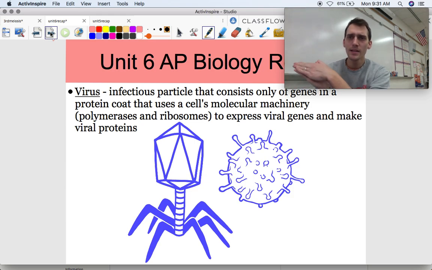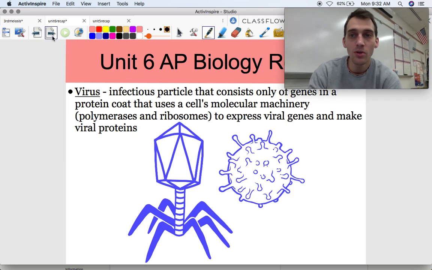Now, kind of a left turn here, we're going to talk about viruses. What? Viruses? Yeah, because viruses follow all the same rules of gene expression. And they basically hijack how a cell does gene expression to make copies of itself. Why? It's not a living thing. It's an infectious particle that consists of only genes and a protein coat that uses a cell's molecular machinery to express the viral genes. It doesn't qualify as a living thing. It can't metabolize. It can't make its own DNA. It can't make its own protein, so it tells a cell to do it. It takes over a cell's ability to do that.